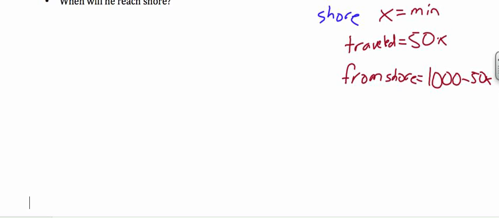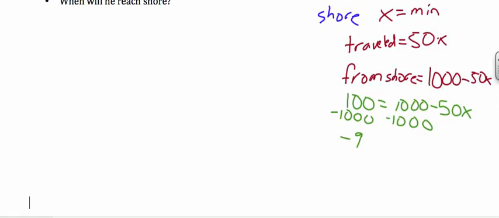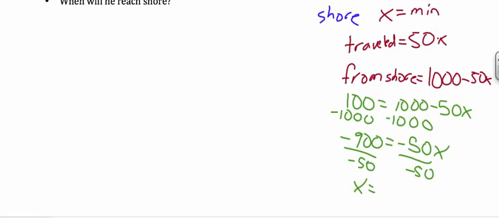So if I want to know when I'm 100 yards from shore, that means I just need to plug 100 into my from shore equation. Now I just need to solve that for x. This is a normal two-step equation like we've been solving. Subtract 1,000 from both sides. I get negative 900. Divide by negative 50. And x equals, well, let's see, 2 50s going every 100, so 900 will be 18. So it looks like 18 minutes to be within 100.